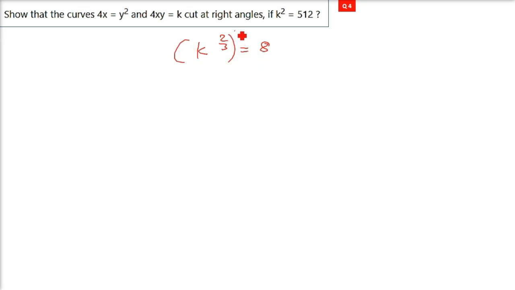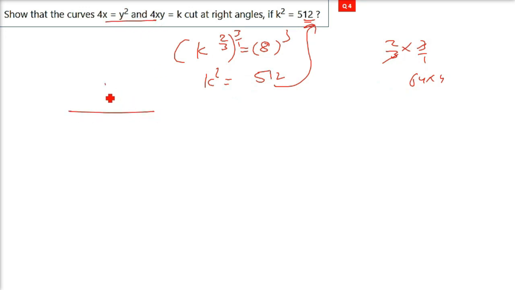Both sides you can cube it. So 8 into 8 into 8. 2 by 3 into 3 is, you can cancel 3, it will be 2. So k square is equal to 8 into 8 into 8. 8 into 8 is 64. 64 into 8 is 512. So this k square is equal to 512. That is what was expected in this question. Okay, so this is how the whole process has led us to k square equals 512.